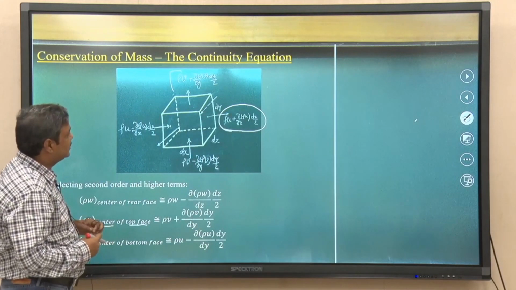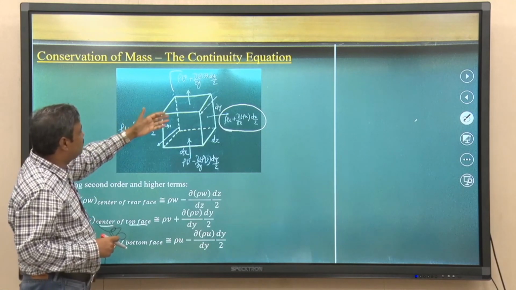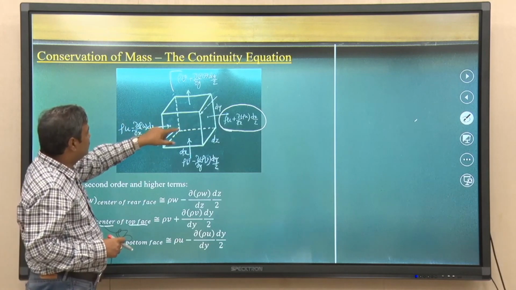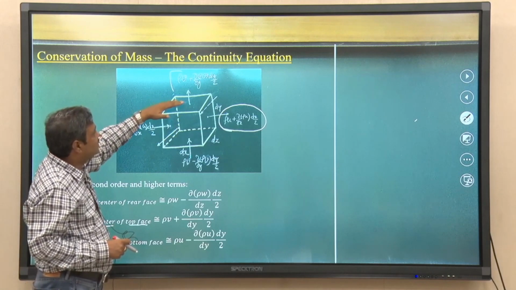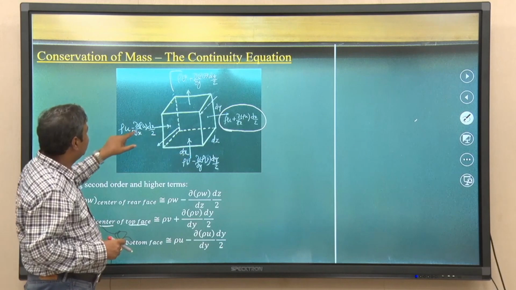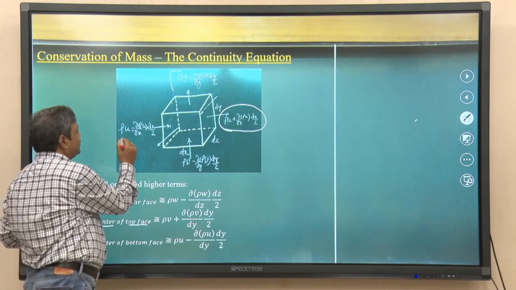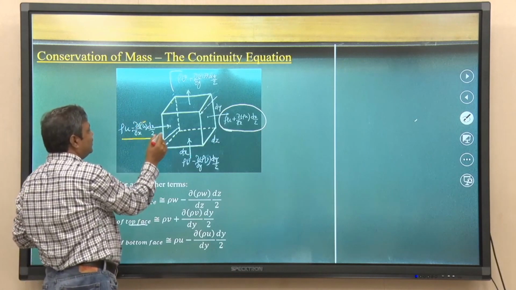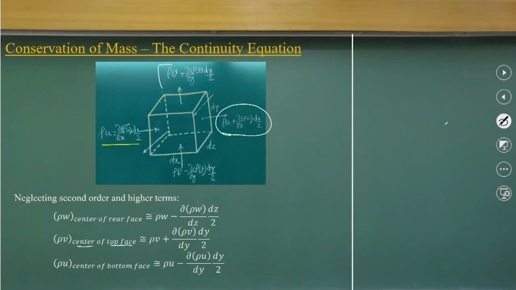If you look at all the components at the surface, what is the mass flux that enters at the centroid location? Whatever velocity component we get, that velocity component is at a dx by 2 distance away. That is the mass flux coming into this control volume, which is at a dx by 2 distance from the centroid.